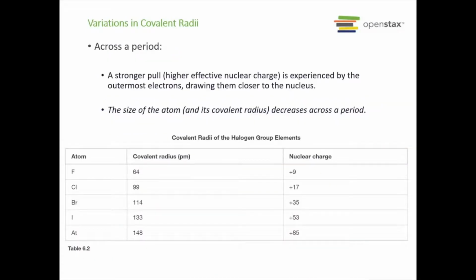So again, as we go across a period, meaning from left to right, we have a higher effective nuclear charge. So the outermost electrons are feeling more pulled to the nucleus. So we can get closer to our food, so we can get closer and closer to it. So that means that the size of our atom and its covalent radius, therefore, decreases as we go across a period. So if we have our little periodic table here, effective nuclear charge gets bigger going from right to left and bottom to top.